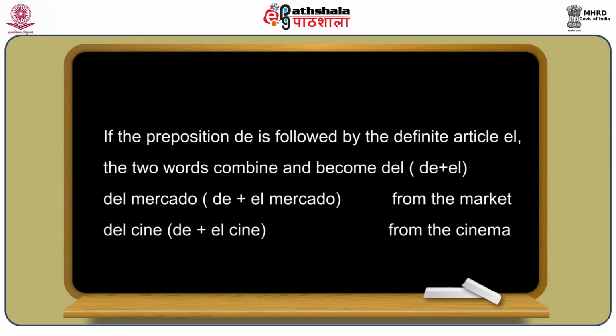Same way, if the preposition de is followed by the definite article el, the two words combine and become del. For example, from the market we'll say del mercado, so we will not say de el mercado. This de and el combine and become del. Same way, from the cinema we will say del cine. This del comes from the combination of de plus el. So remember this: a plus el becomes al, and de plus el becomes del.